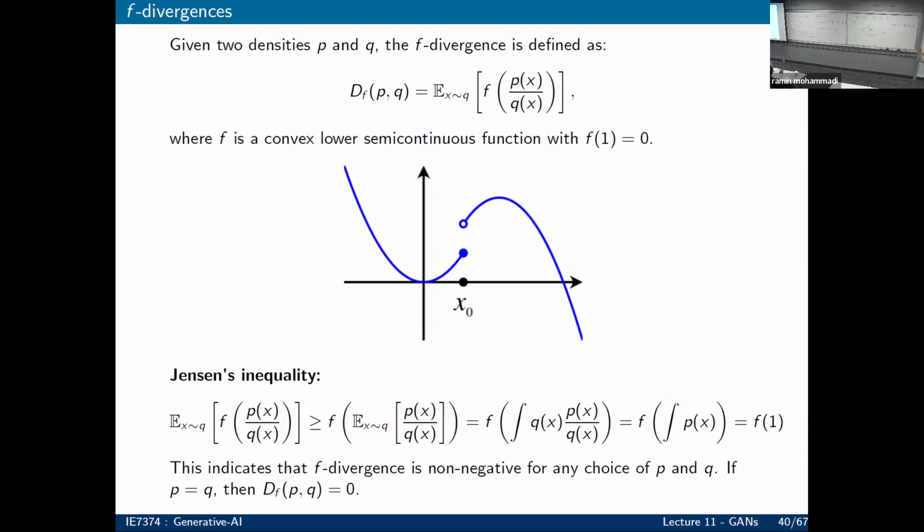The expectation of a function of something is always greater than the function of that expectation, right? We saw this for the expectation of log. So using the same thing, we reach F(1), which is 0. That means the minimum value this function will produce is also 0. That's just a proof for the minimum value.